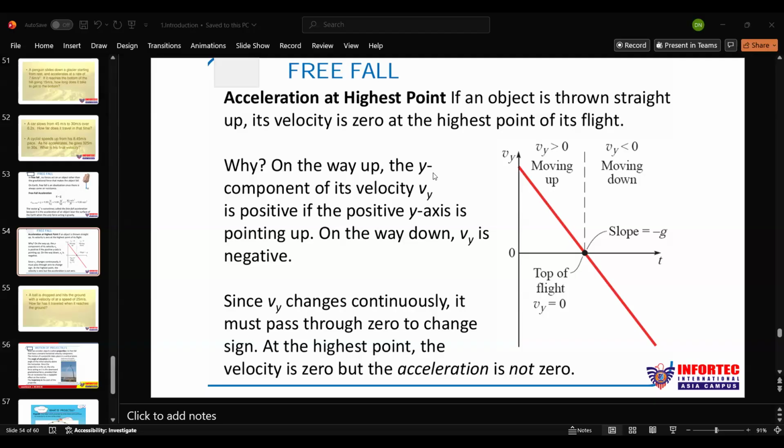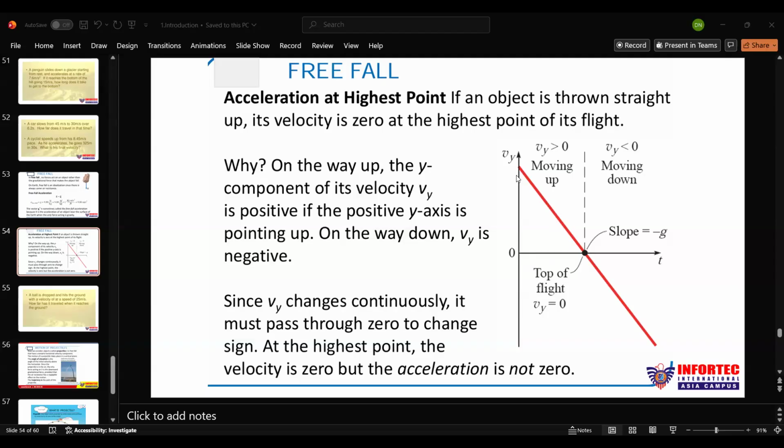At the highest point, velocity is equal to 0, but the gravitational acceleration still acts downwards. Then the object starts to move down again, from 0 to an increasing velocity. This graph represents that motion.